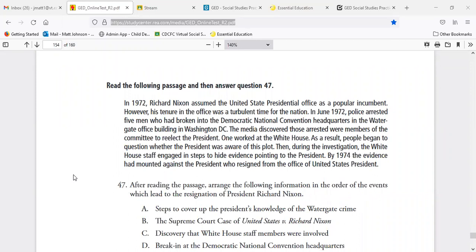In June 1972, police arrested 5 men who had broken into the Democratic National Convention headquarters in the Watergate office building in Washington, D.C. The media discovered those arrested were members of the committee to re-elect the president. One worked at the White House. As a result, people began to question whether the president was aware of this plot. Then, during the investigation, the White House staff engaged in steps to hide evidence pointing to the president. By 1974, the evidence had mounted against the president, who resigned from the office of U.S. president. Something we definitely talked about some here.